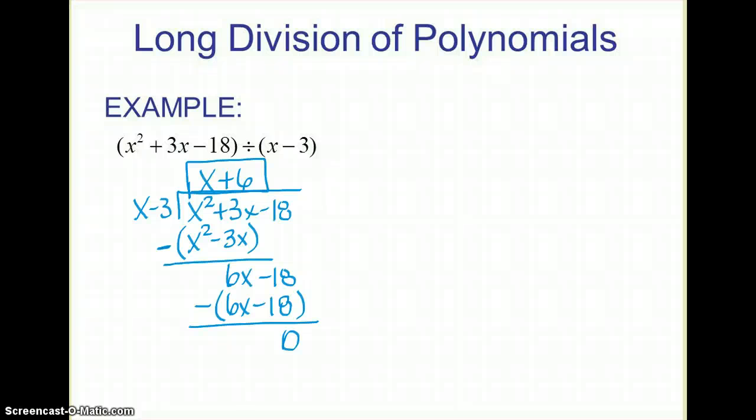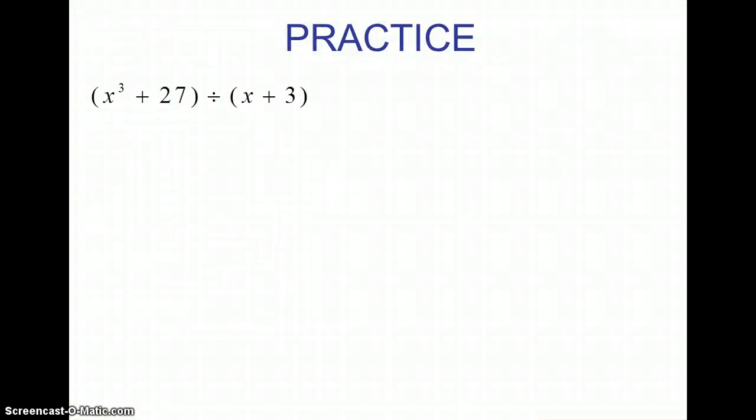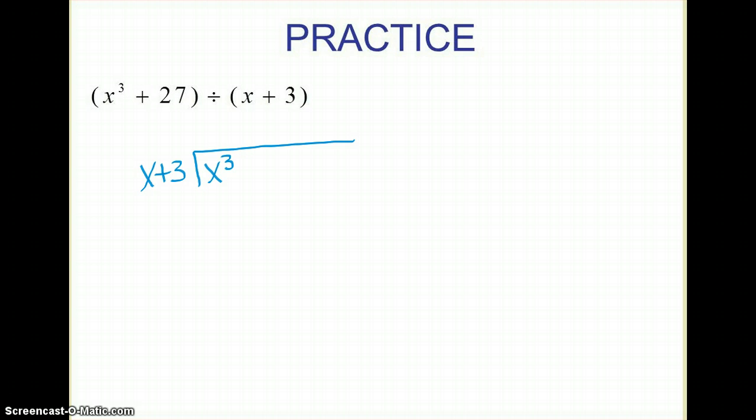Okay, let's try one more example. And in this last example, you'll notice that I'm missing some terms. So let's see how we would deal with that. Okay, so again, I'm dividing by x plus 3, so I'll put that on the outside of my division box here. Now inside, I start with x cubed, but I'm missing a couple of terms. I'm missing the x squared term, so I'll just fill in a 0x squared. And I'm also missing the x term, so I'll fill in a 0x. But I do still have my constant, so plus 27. So I want to go ahead and fill in all those missing terms.